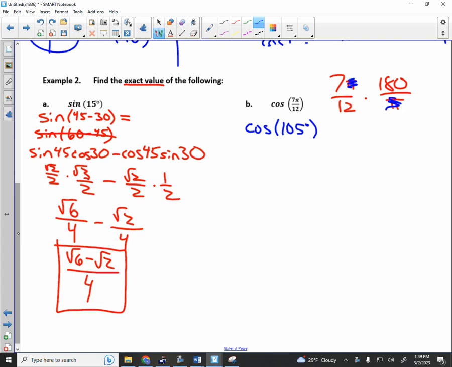We will expand it, but what are two angles that either add to 105 or subtract to 105? 60 and 45 will work just fine. So cosine of 60 plus 45.